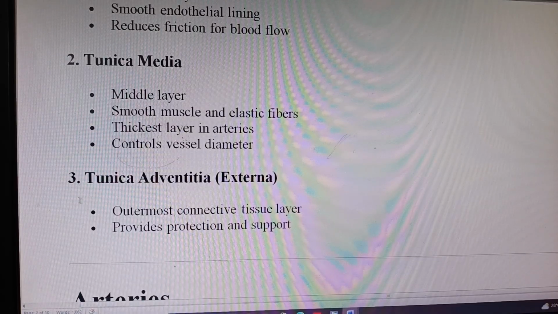The next layer is the tunica adventitia, also called the tunica externa. This is the outermost layer and it is covered with connective tissue. It provides protection and support to the blood vessels. These are the main three layers of blood vessels.